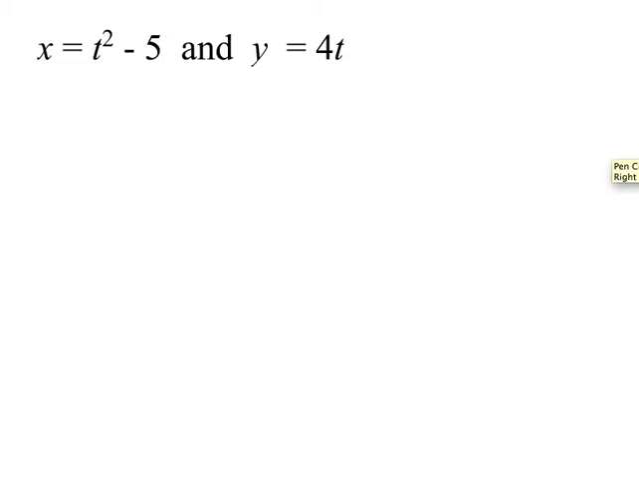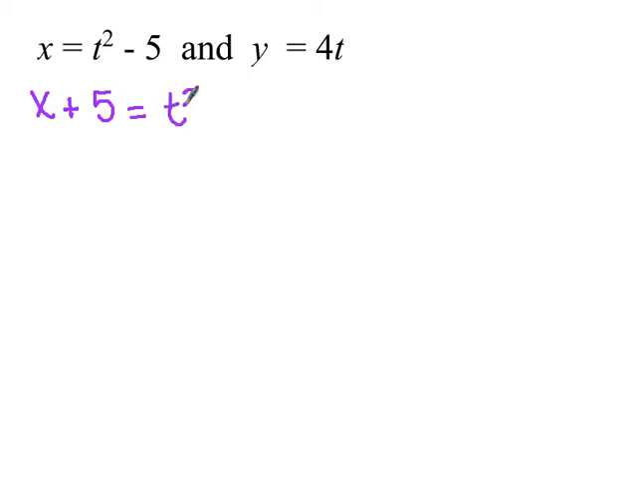This next one isn't going to be as easy as the problem before, but it's not much more difficult. So I have x equals t squared minus 5, and y equals 4t. Once again, what we're going to do is solve the x equation for t. So I'm going to add 5 to both sides.